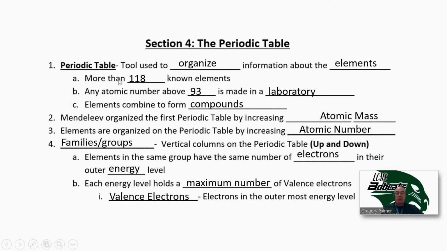Okay, so just to review what we just saw on the slide of the periodic table, families or groups are in the vertical columns. The elements in each group have the same number of electrons in their outer energy level, and those outer energy levels are called valence electrons.